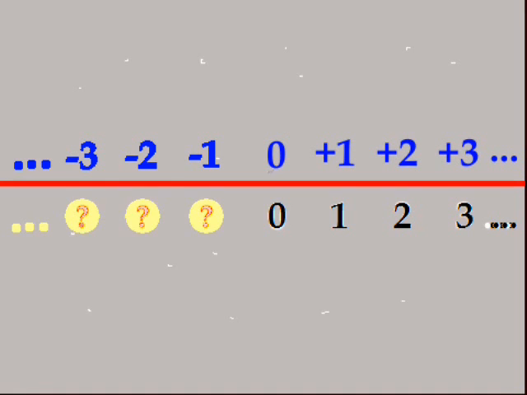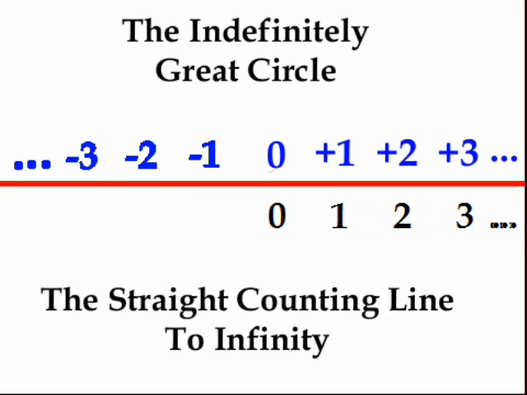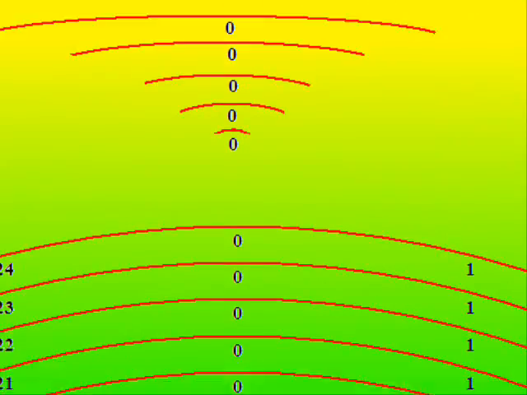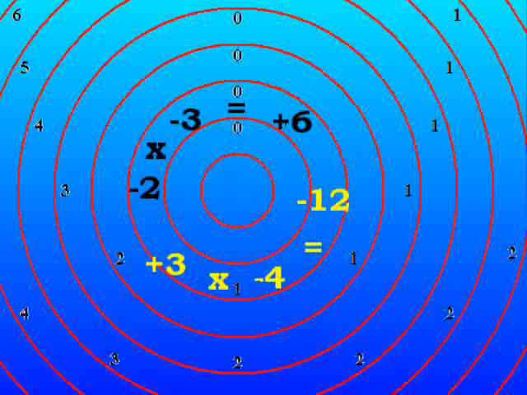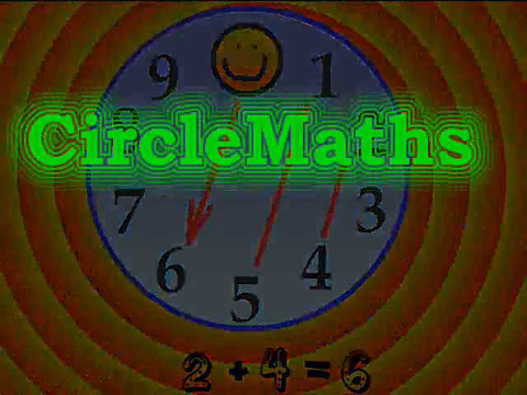Let's look now at the result that we have. The indefinitely great circle is indistinguishable from the straight counting line to infinity. They are one and the same. By viewing the straight counting line as a special case of an underlying circular system, you lose nothing. You retain everything that was true on that line. And you open the door to a new form of arithmetic based on those circles. It is particularly good for helping children with mental calculation. We call it circle maths.